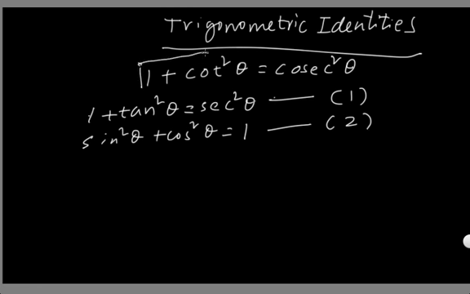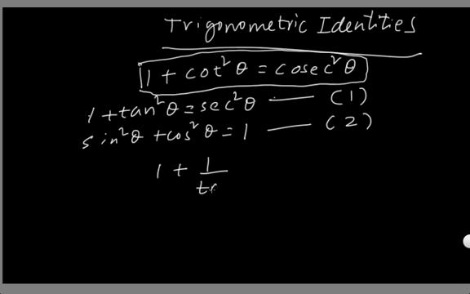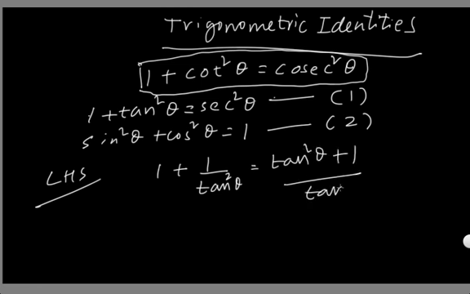Let's see if we can prove this identity that we have written here. We know that cot theta is 1 by tan theta, so cot square theta is 1 by tan square theta. Let's start with the LHS. Taking LCM, it's tan square theta plus 1 by tan square theta, and we know from 1 that 1 plus tan square theta is secant square theta, so we get secant square theta by tan square theta.